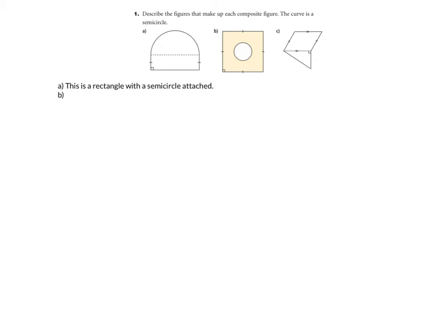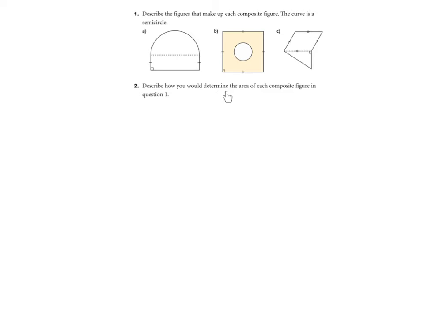Part B, we have a square, you can tell because all four sides are the same, with a circle cut out of it. So this composite figure is just this yellow part. It's a square with a circle cut out of it. Here we have a parallelogram with a triangle next to it, a right triangle specifically. And that's the answer for question 1.